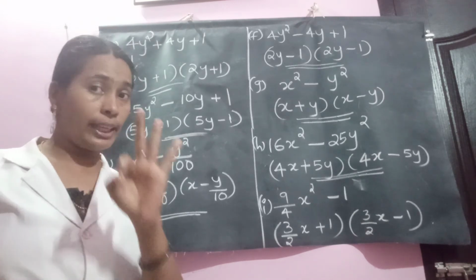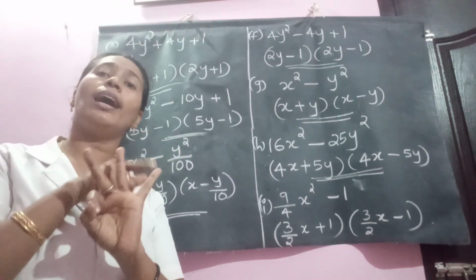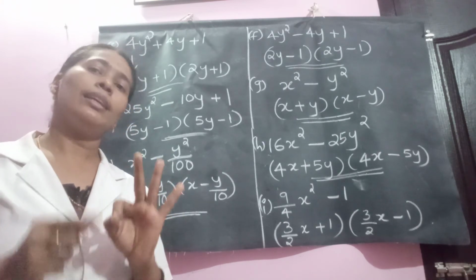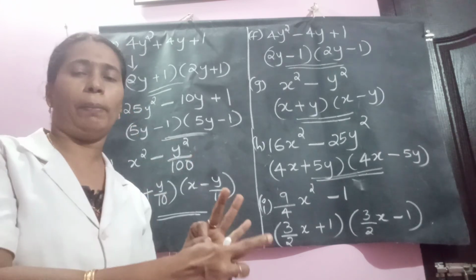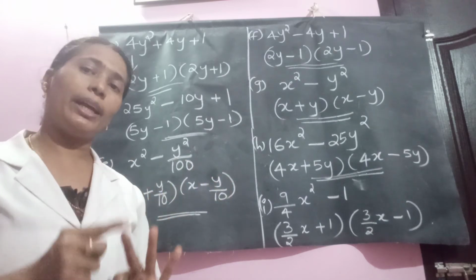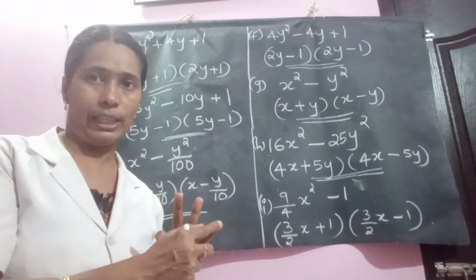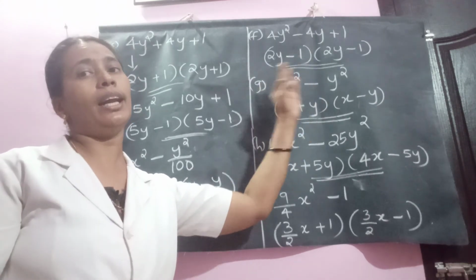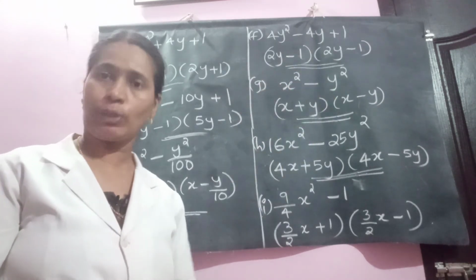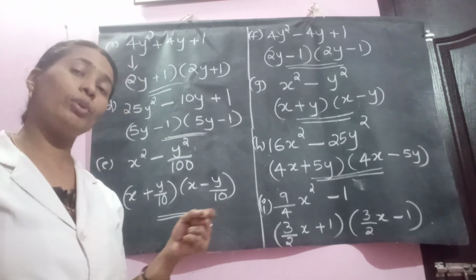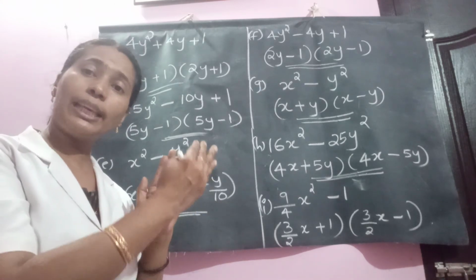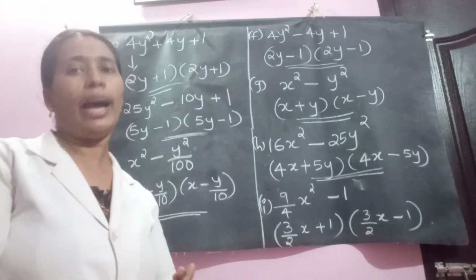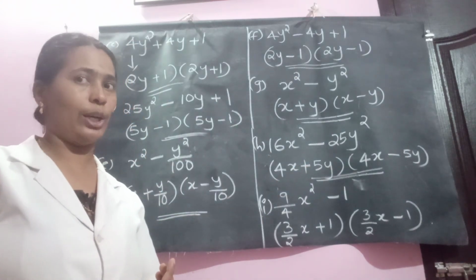If there are 3 terms and the first and last are perfect squares, you have to use the identity as a plus b into a plus b, or a minus b into a minus b. If middle term is not given and first and last given terms are perfect squares, the identity that you have to use is x plus a in one bracket, x minus a in another bracket. I think it's clear to you.